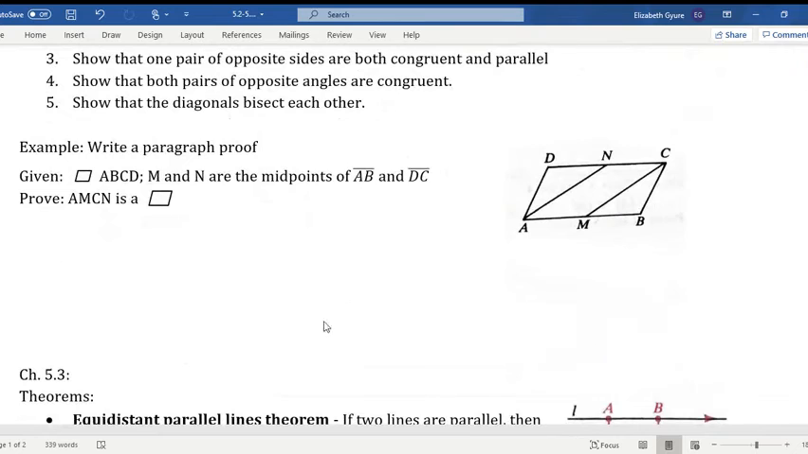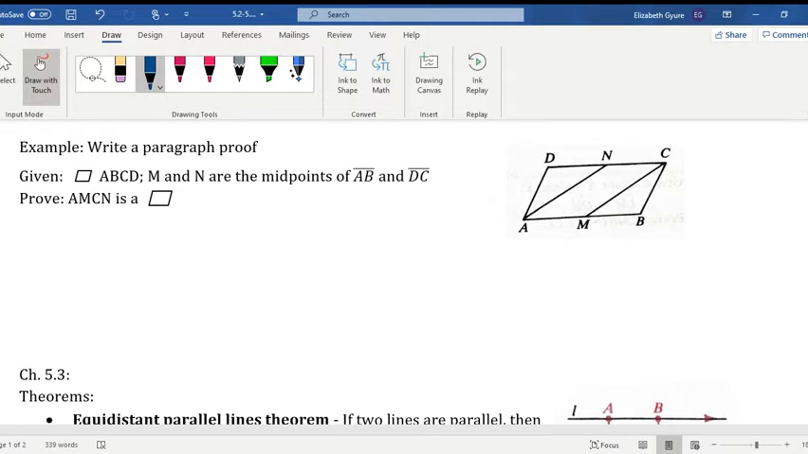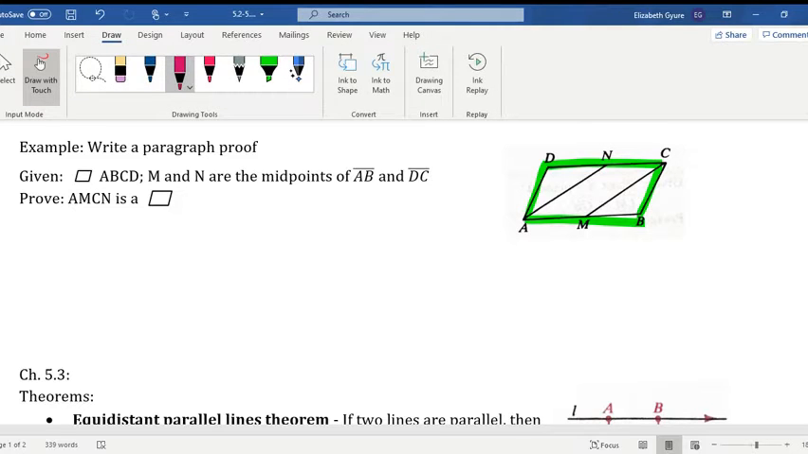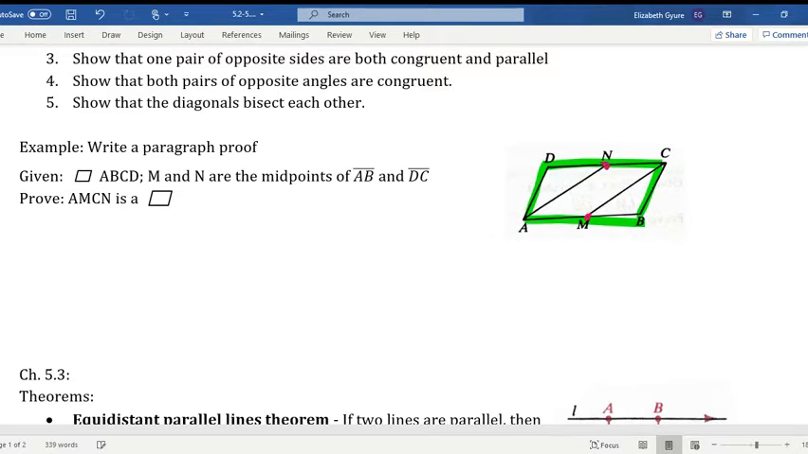So we are going to practice this by writing a little paragraph proof here. Okay. We are given a parallelogram ABCD. So that is saying that ABCD, that is this outside shape, is a parallelogram. That means all those properties apply. We have that M and N are midpoints. We want to prove that AMCN is a parallelogram. That's that inside parallelogram.